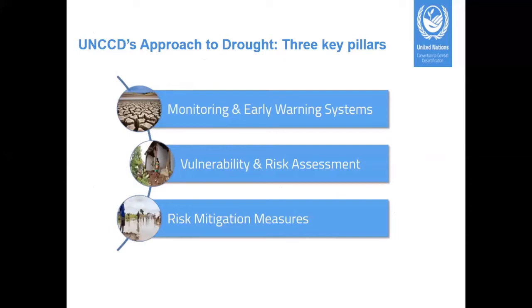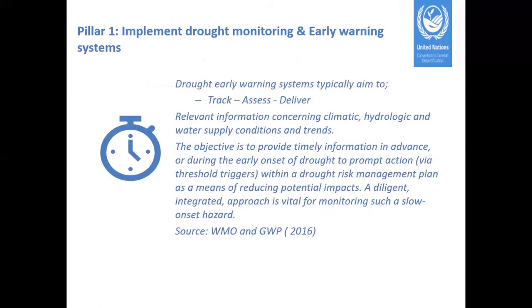So UNCCD's approach to drought has three key pillars: monitoring and early warning systems, which I think has been explained very well by my colleague Bertrand; vulnerability, risk and impact assessment; and drought risk mitigation measures. So we are trying to help countries to come up with these three key pillars on drought monitoring and on drought preparedness.